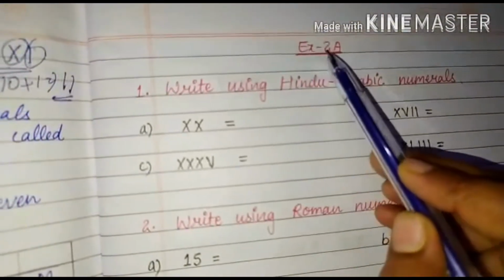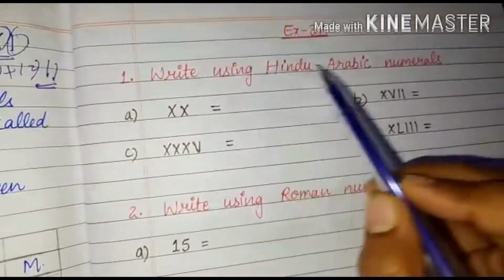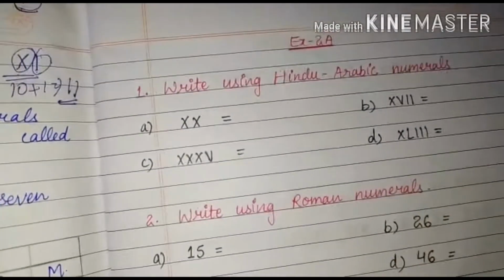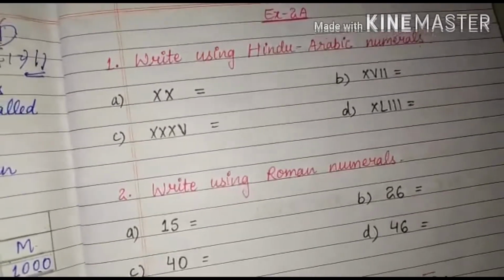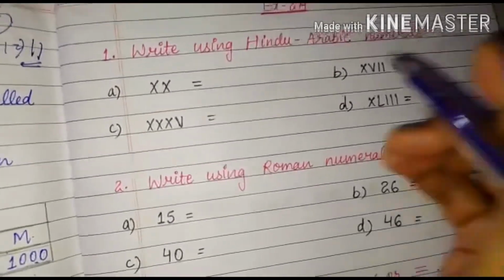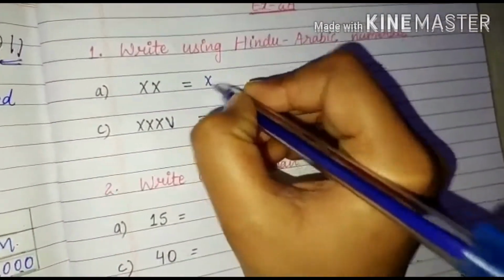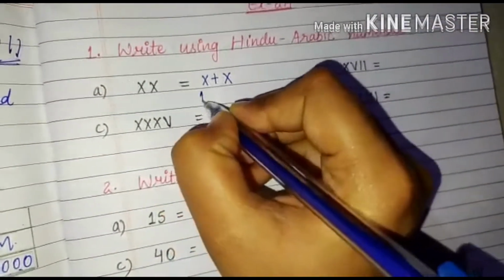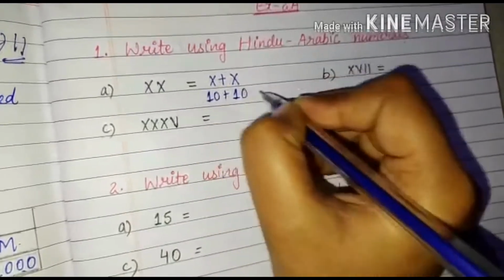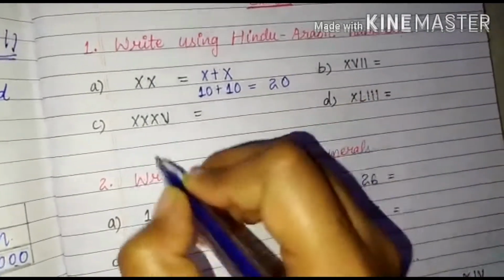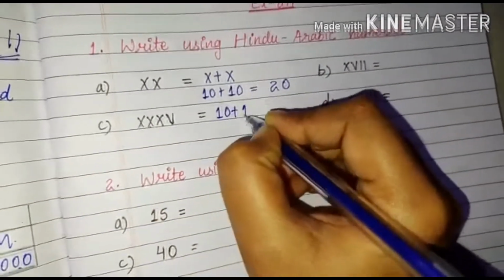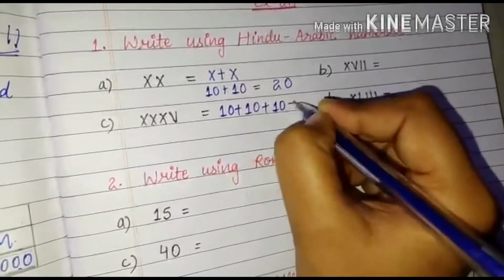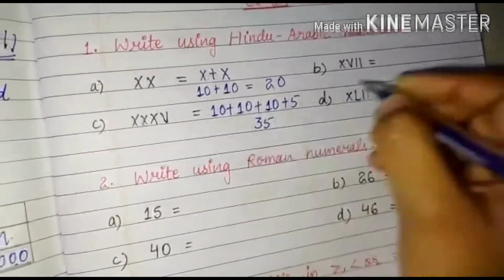Is it clear? Now the next is exercise 2A, and the question is write using Hindu Arabic numerals. तो बच्चों Hindu Arabic numerals क्या थे? 0, 1, 2, 3 यानी all the one digit numbers or all the numbers which we are using. तो X क्या होता है, प्लस कर लेते हैं. X 10 होता है, प्लस X is also 10. Then what is it? 20. Very good. XXX V, what is it? 10 plus 10 plus 10 plus 5, तो it is 35.